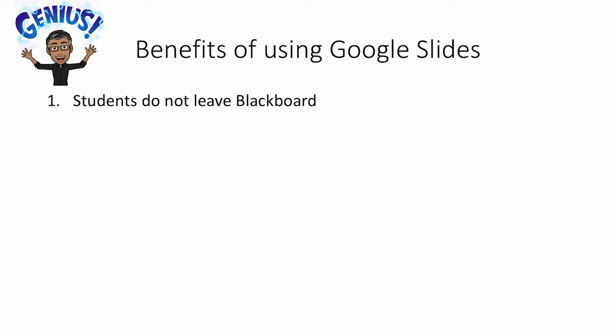So some of the benefits of doing this is, number one, students do not leave Blackboard. For example, if you had a PowerPoint file, they would first have to click on the file, then download it to their computer. Then they would have to double click that file from their downloads folder. Then it will open in their PowerPoint, and then they can view it. So that's a long way. That's many steps. This way, it's very quick. They can view your slides directly on Blackboard, and they don't have to download anything.